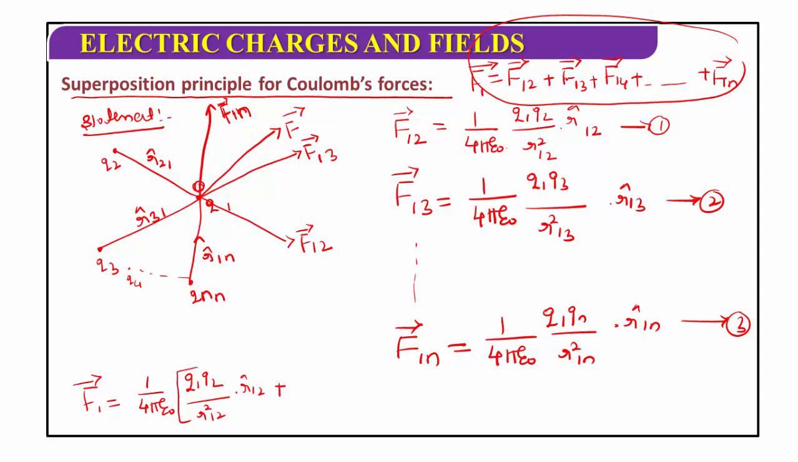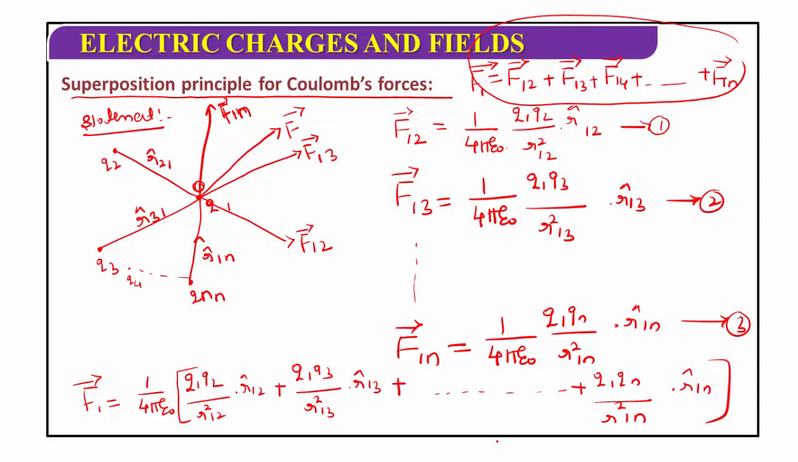For equation number 2, force acting on the charge q1 by q3, when we substitute this value here, 1 by 4 pi epsilon naught, take this value outside. The remaining value is q1 into q3 divided by r square 1 to 3 into unit vector r13. Like that, force acting on the charge q1 by q4 or q5 and so on up to the nth term, plus here we get q1 into qn divided by r square 1n into unit vector r1n.